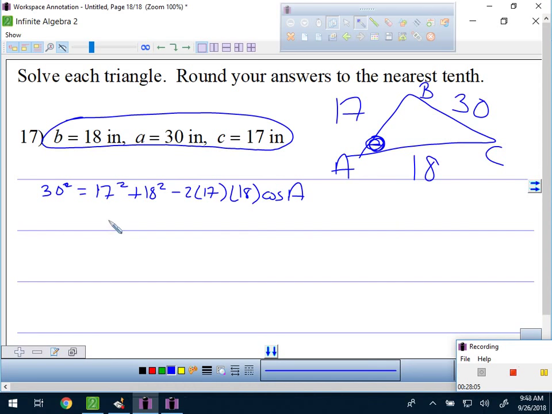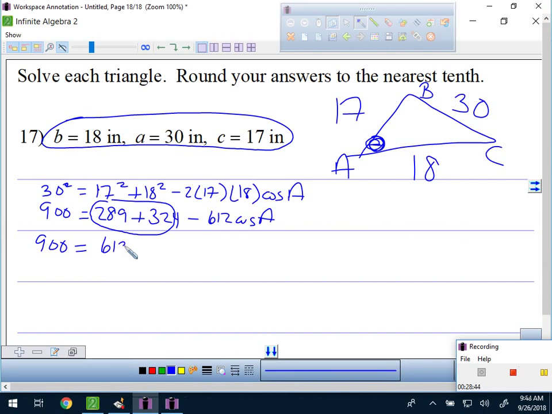So 30 squared is going to give me 900. 17 squared is going to give me 289. 18 squared is going to give me 324. And then I'm just going to multiply 2 times 17 times 18, and that gives me 612. And so that's what I've got so far. I'm going to combine these two numbers right here together. So 900 equals, I'm going to say 289 plus 324, and that'll give me 613.